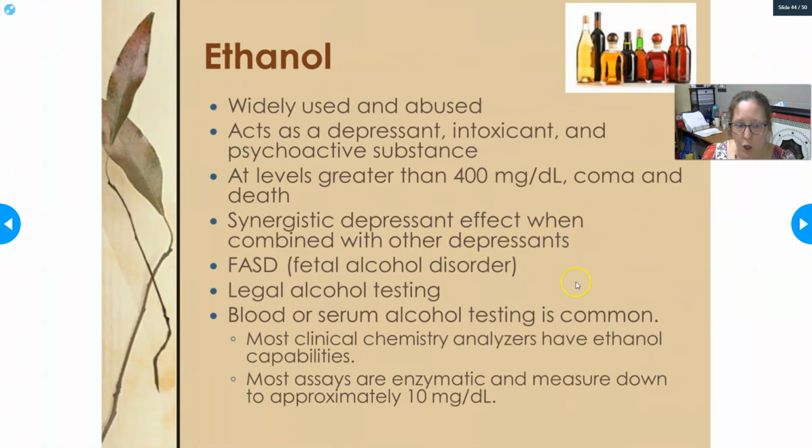Okay. Moving on to ethanol, it is widely used and abused. This is just alcohol. Run-of-the-mill alcohol, wine, beer, liquor, whatever can be bought at party stores. They act as a depressant. They're intoxicants and psychoactive substances at levels greater than 400 milligrams per deciliter in the blood. You can see coma and death, so they can be deadly. It has a synergistic depressant effect when combined with other depressants, such as the benzodiazepines, Xanax, and other things. So it combines, it deepens the effect.